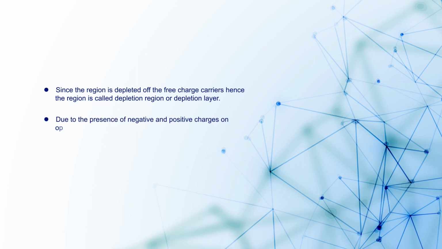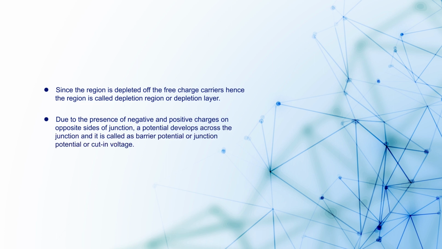Due to the presence of negative and positive charges on opposite sides of the junction, a potential develops across the junction, and it is called the barrier potential, or junction potential, or cut in voltage. As we have seen, the opposite charges get accumulated, one at the p side and one at the n side. So, due to the presence of negative and positive charges on the opposite sides of the junction, a potential develops at this junction.